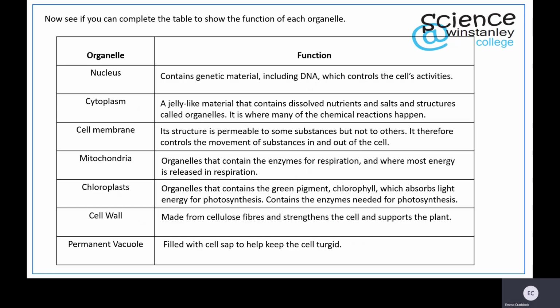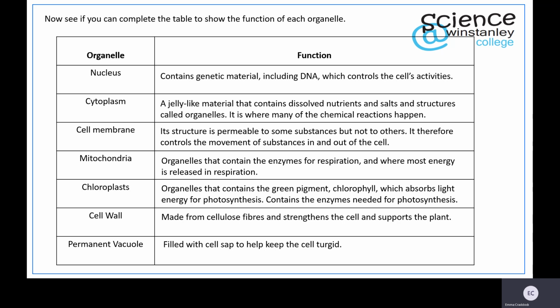So what is the function of each of these organelles? So these are the GCSE definitions of your function of each organelle. Your nucleus contains genetic material, including DNA, which controls the cell activities.